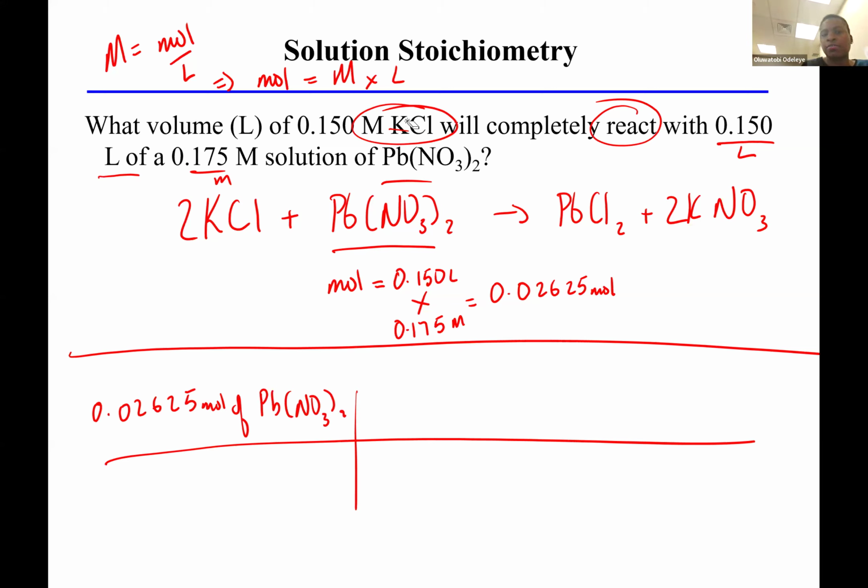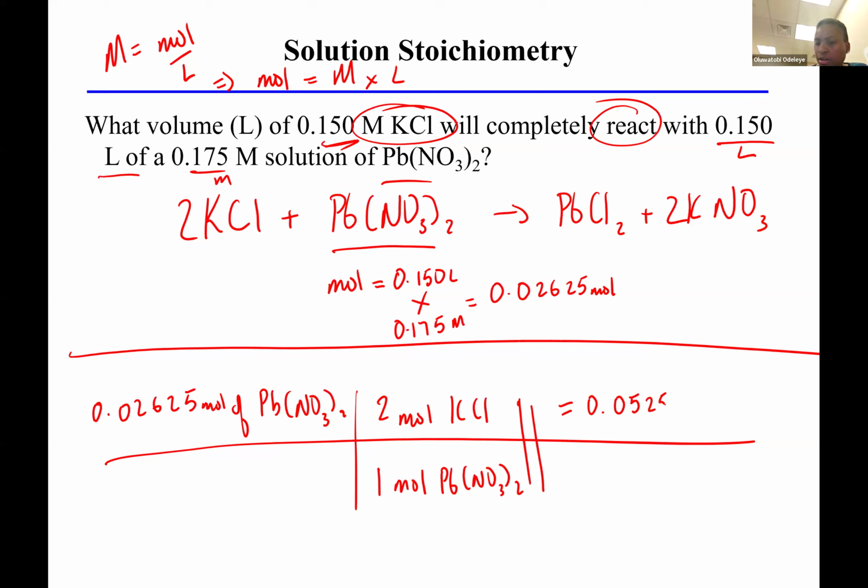The question's asking me to figure out the volume of KCl given a concentration of KCl. So I know the concentration, I need to find the moles of KCl. And so now I go to the reaction, and for 1 mole of lead 2 nitrate, I have 2 moles of KCl in that. And this gives me 0.0525 moles. Technically, you can keep it going if you would like.